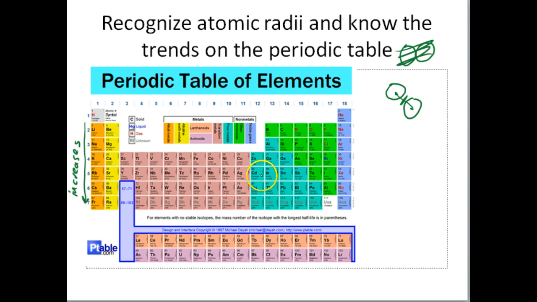But something a little strange happens as you move from left to right across the periodic table. Because as you move left to right across the periodic table, the atomic radius actually decreases.